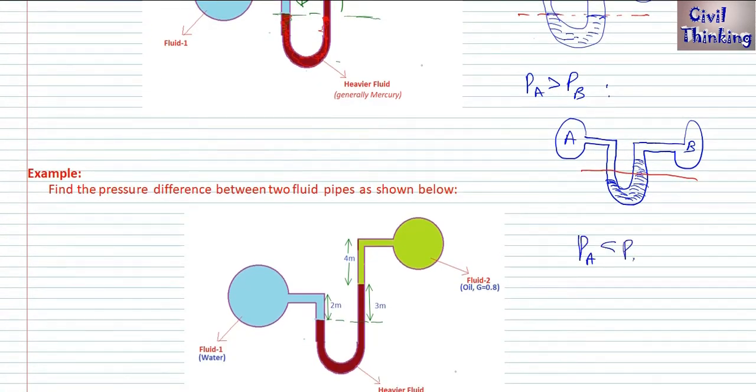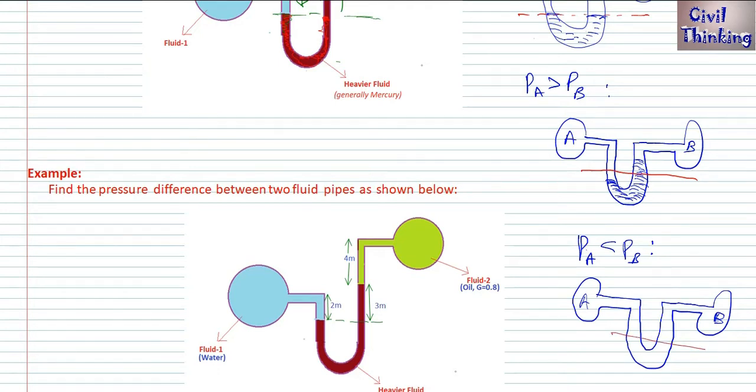Now if PA is less than PB, I will write it here down. Let me draw a rough diagram real fast. This is A, this is B. Now PA is less than PB, it means PB is greater than PA. So because this is PB, here would be more downward push, so the level would have been something like this, okay? Anyways, this was just some important points which I wanted to tell you about the pressures.